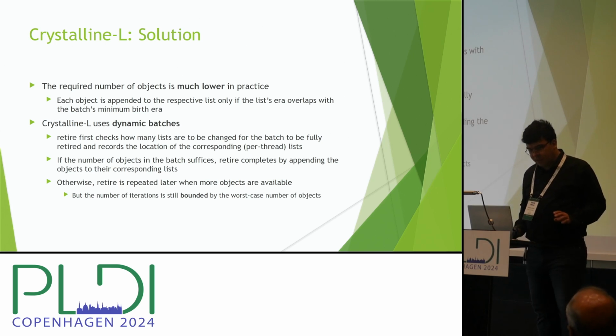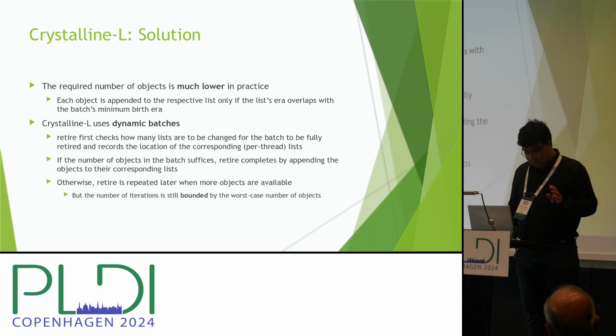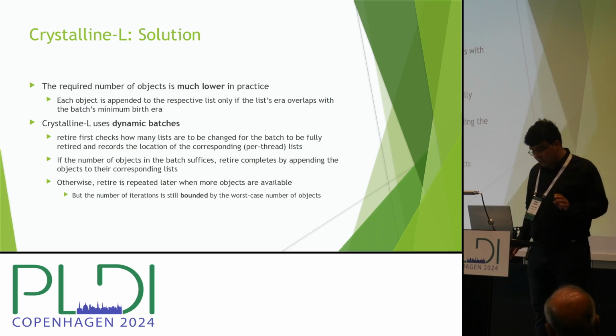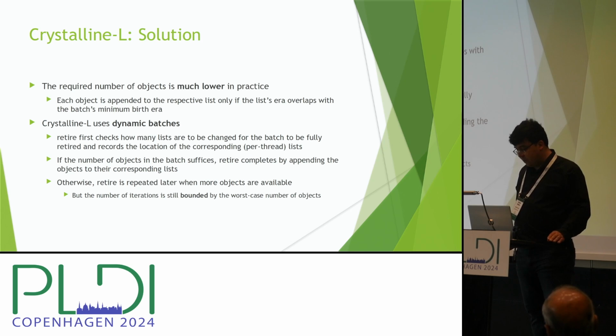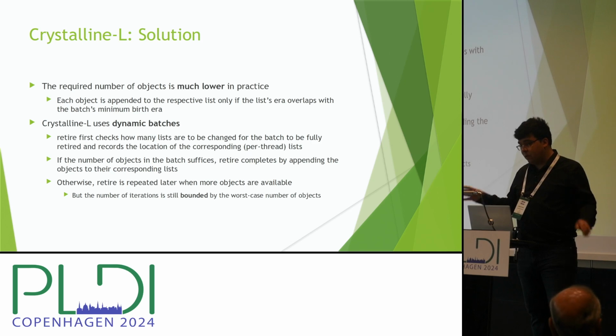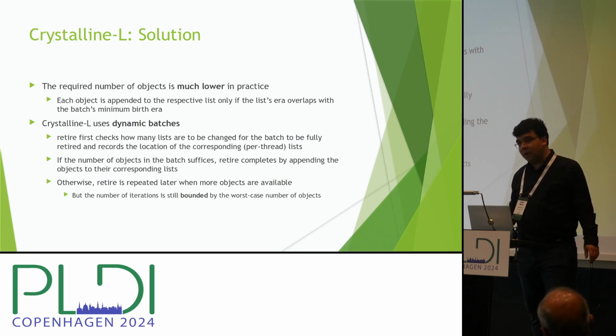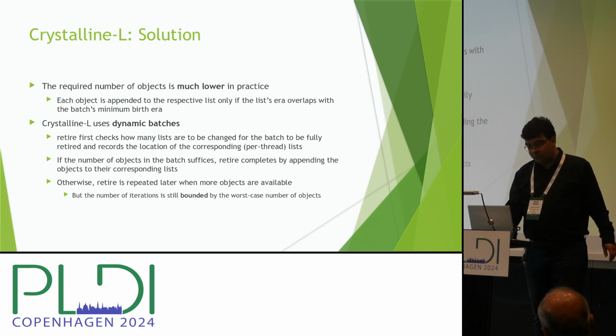So in Crystalline-L, another big difference compared to Hyaline is that we use dynamic batches. So effectively, we don't need to accommodate for the worst case scenario of how many objects we need to accumulate in a batch before we can retire. In Crystalline-L, we use a trick which allowed the algorithm to still be correct, but retire much sooner. So that's what we call dynamic batches.